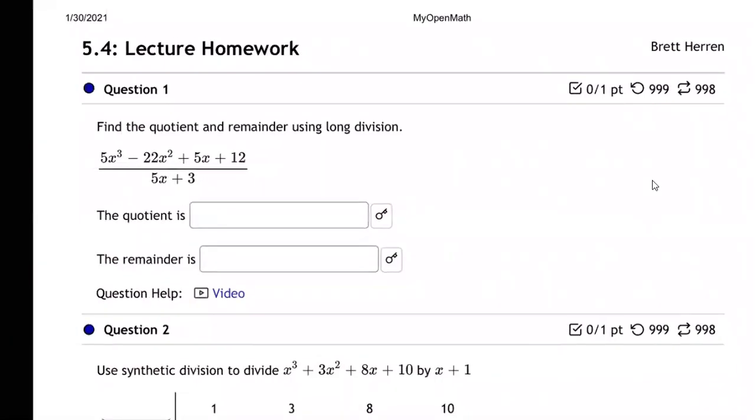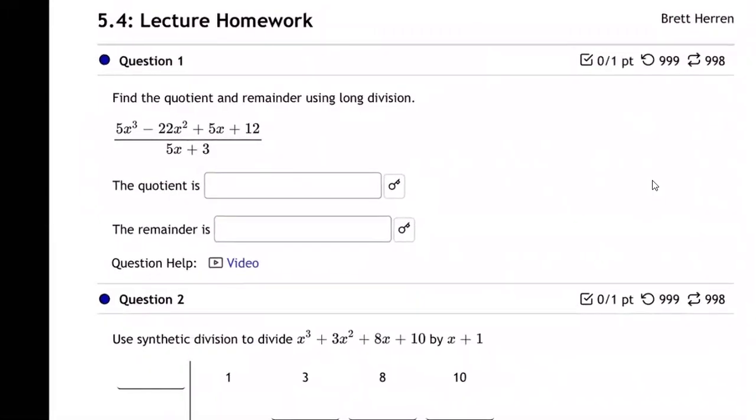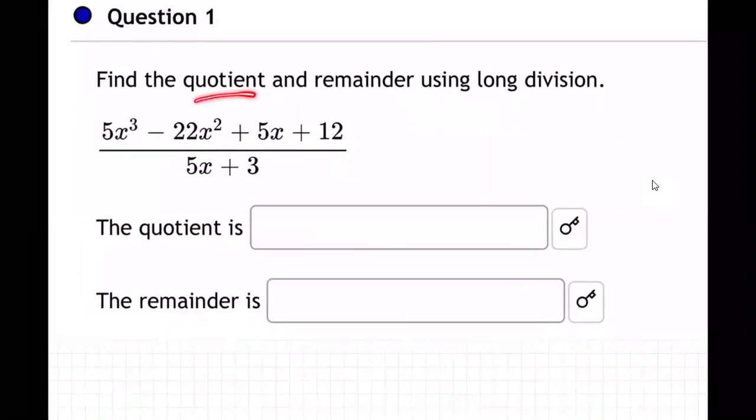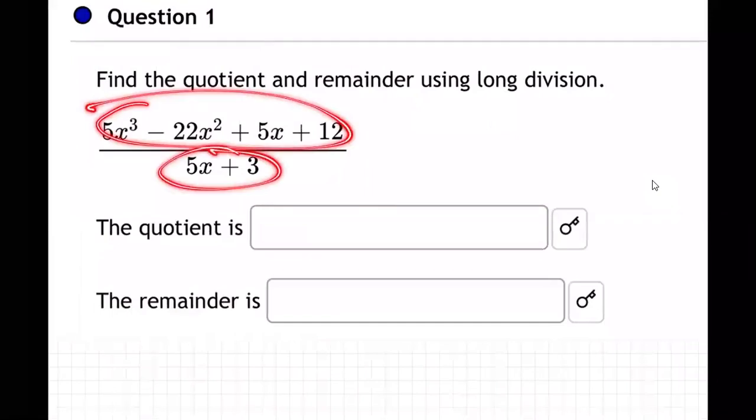Okay, so what they're asking us to do on this question, let me roll it on down here. What they're asking us to do is find the quotient and the remainder using long division. So this is not going to be super easy, just to be frank with you. This is not super easy, long division of polynomials. So we're supposed to divide. Notice we have this divided by this.